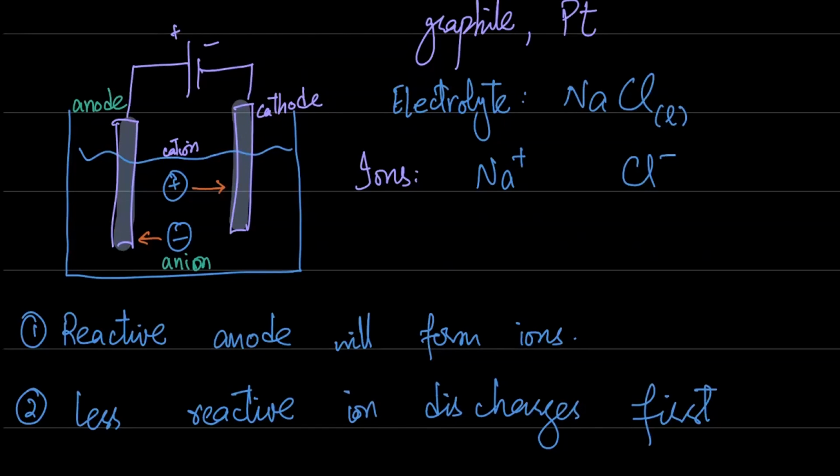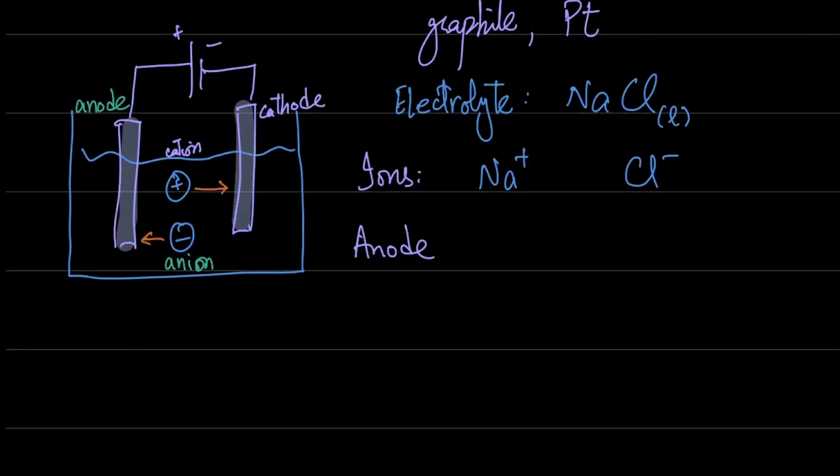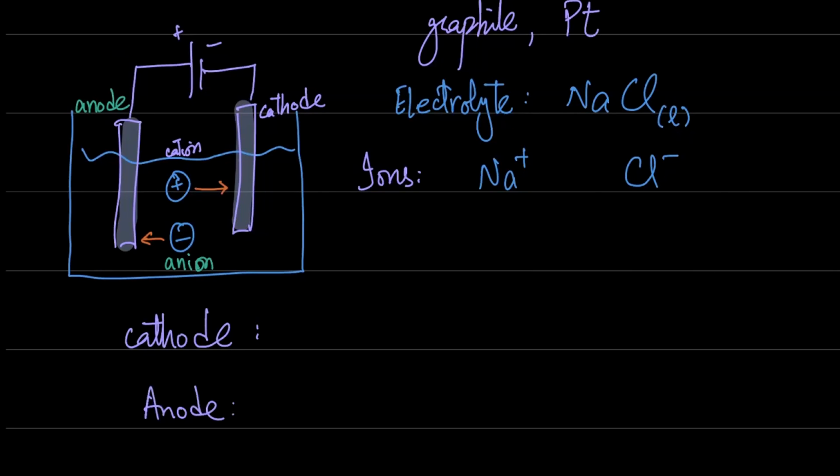So let's see what will happen at the anode, and then we will see what will happen at the cathode. So anode and cathode. All right. Between these two, which one will go to anode? Na plus or Cl minus? Anode is where anion goes. So Cl minus, chloride, yes.